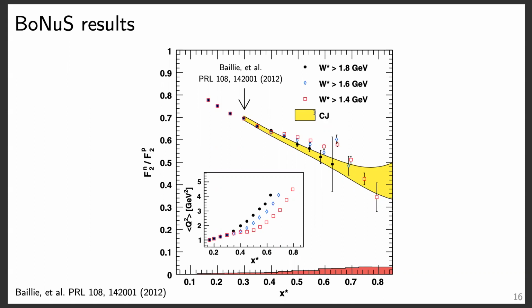I will say that BONuS12 has recently collected data over the past couple of years with the upgraded 12 GeV electron beam at Jefferson Lab. They don't have results yet, but it will essentially be an extension of this at higher beam energy.